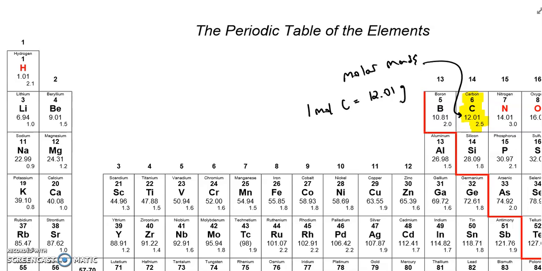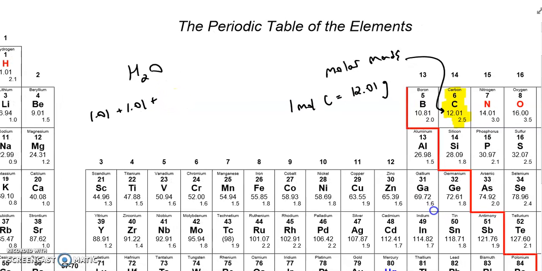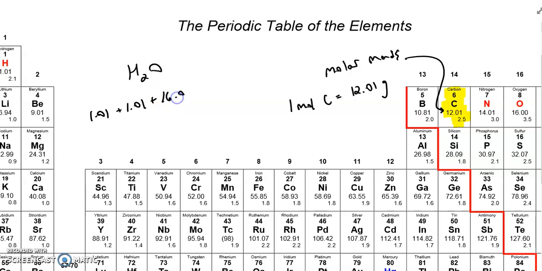Now it gets a little bit tricky if we talk about a compound. If I have something like H2O, I have to add up the H's and the O's. Hydrogen is 1.01, but there are 2 of them, so I have to add 2 of those together, plus oxygen, which if I scroll over a little bit is 16.00. If I add all that up, I get 18.02 grams. So if I have a more complex formula, I just have to add the individual molar masses together.